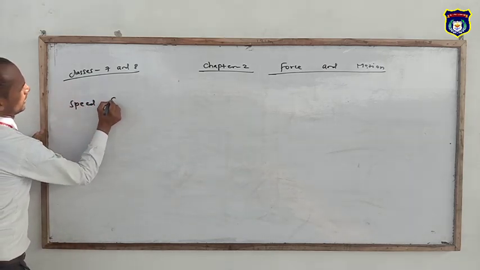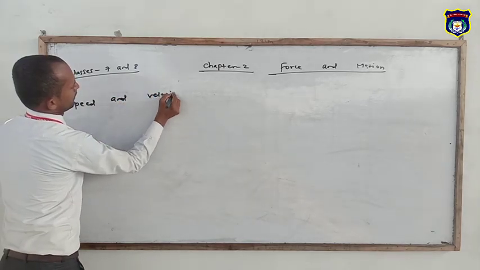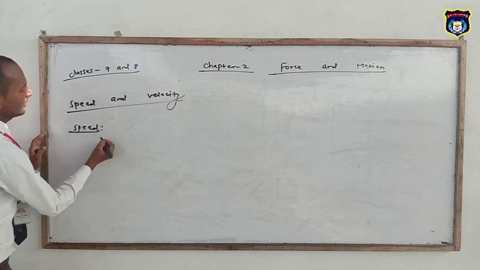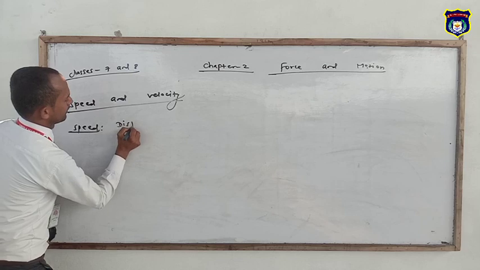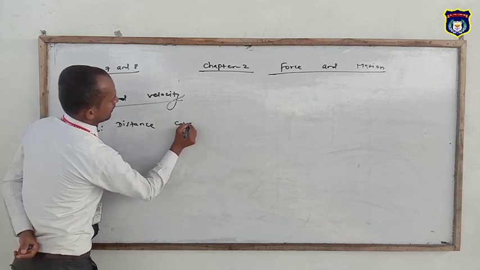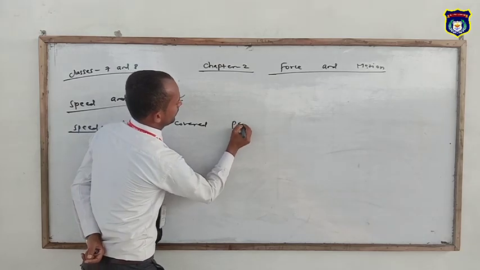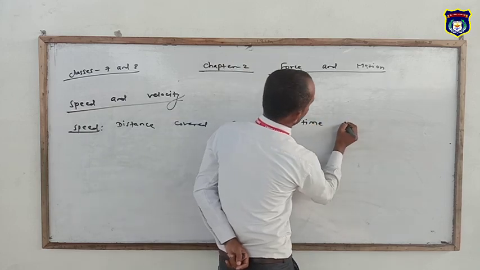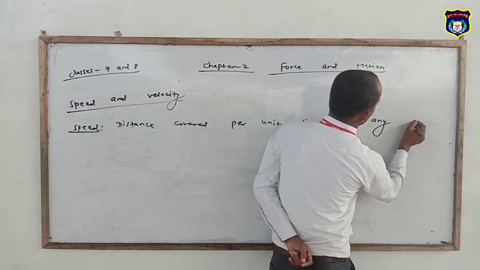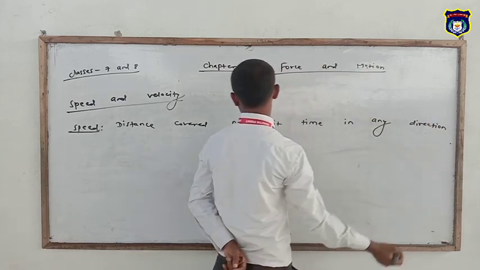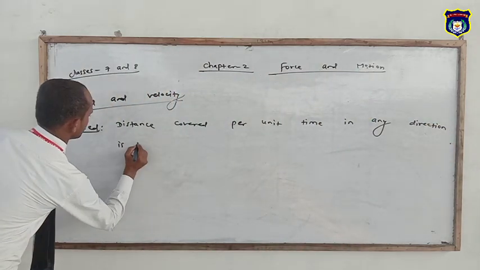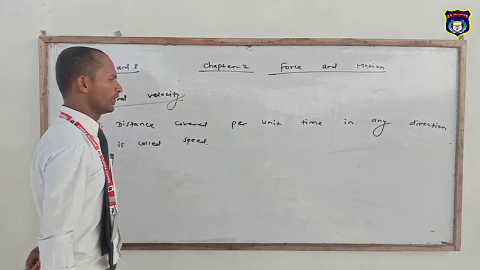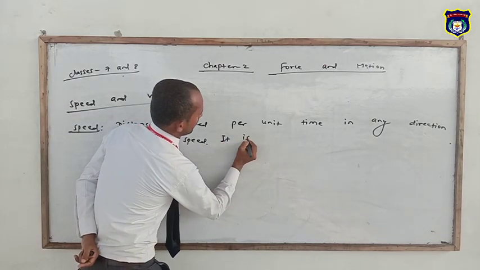Speed and velocity. Firstly, about speed. It is the distance covered per unit time in any direction. It is called speed. It is a scalar quantity.